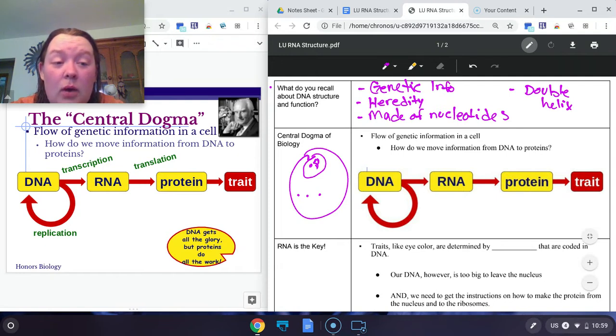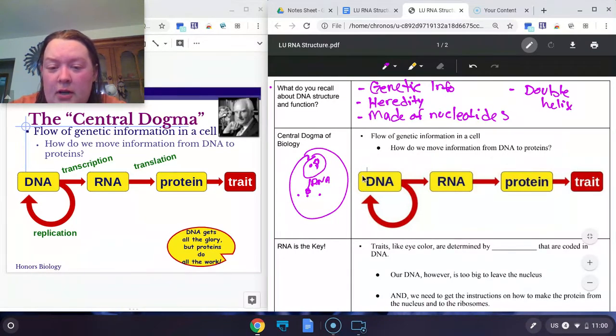So there has to be a way to get the message of how to build a protein from the nucleus out to the ribosome. And the way that that happens is by creating a molecule of RNA. RNA is much smaller and it can travel outside of the nucleus, and therefore can take the message out to the ribosome to make the protein.